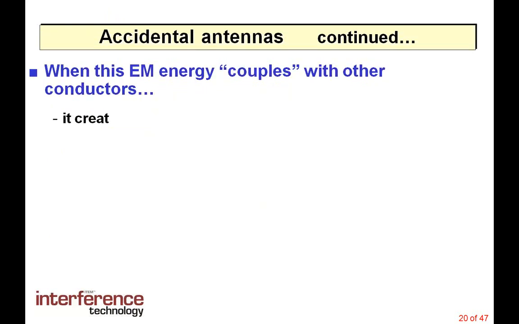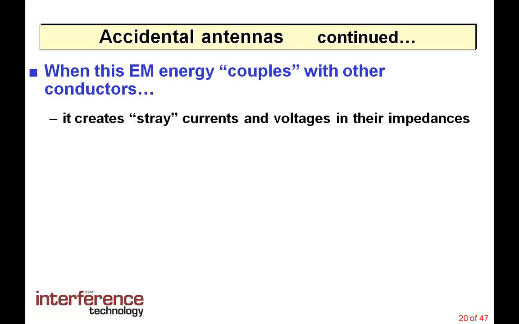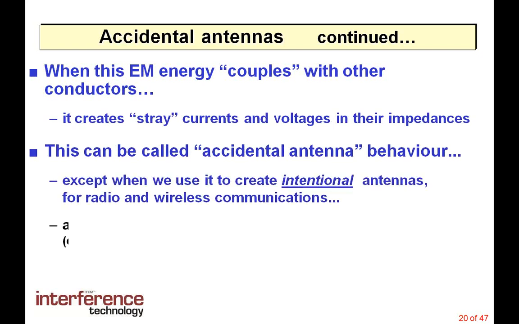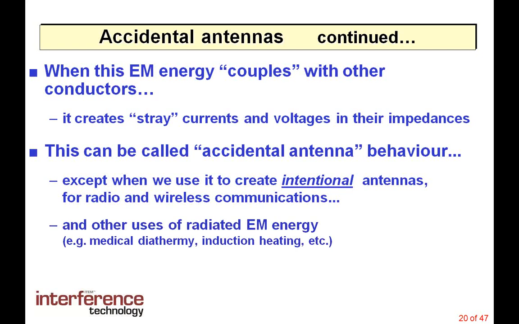When this energy couples, the energy radiated from, or lost, if you like, from one conductor, coupled with another conductor, we get stray currents and voltages in their impedances. And we can call this accidental antenna behavior. Of course, sometimes we actually make intentional antennas and use them for radio and wireless communications. And there are other uses of radiated electromagnetic energy too, like medical diathermy, induction heating, and so on.